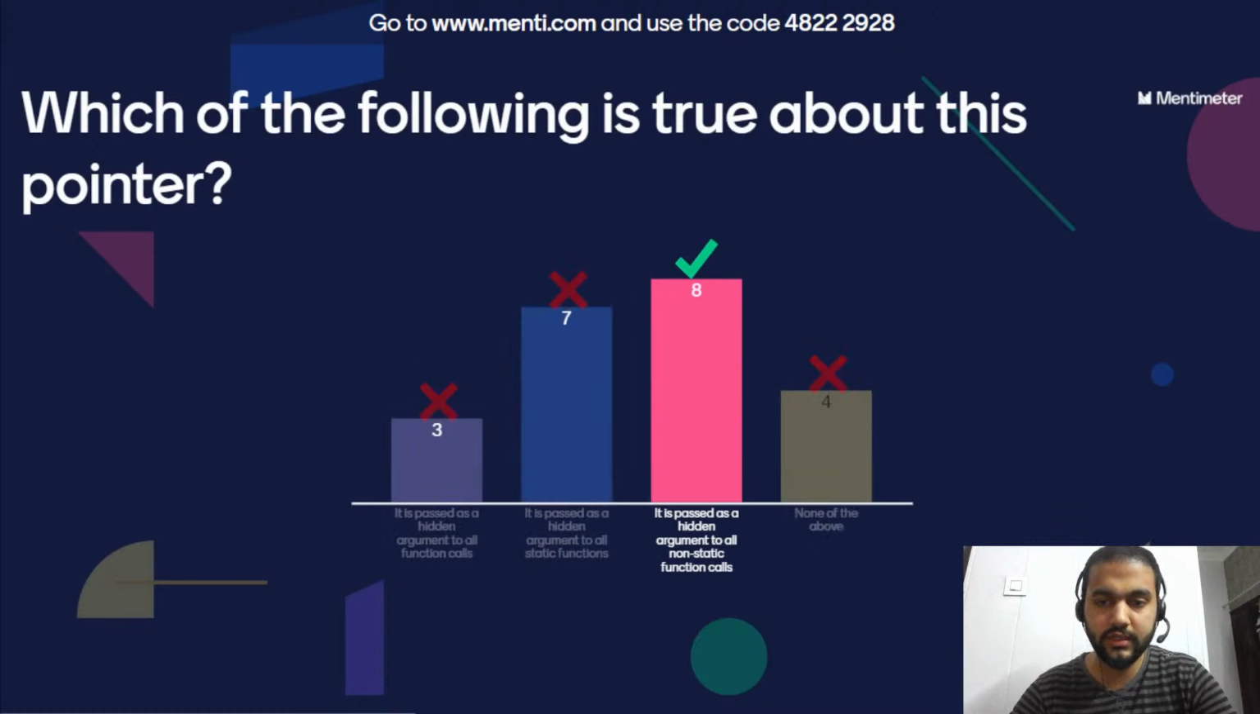So everyone has voted and 8 people have managed to give the right answer. That is option C. So all non-static member function calls receive the this pointer as a hidden parameter, and it is available as a local variable within the body of all non-static functions. The memory address of the current object is held by the this pointer, which is a constant pointer. The this reference is not available in static member functions because a static member function can be called without specifying an object. So yeah, guys, this is the correct option.